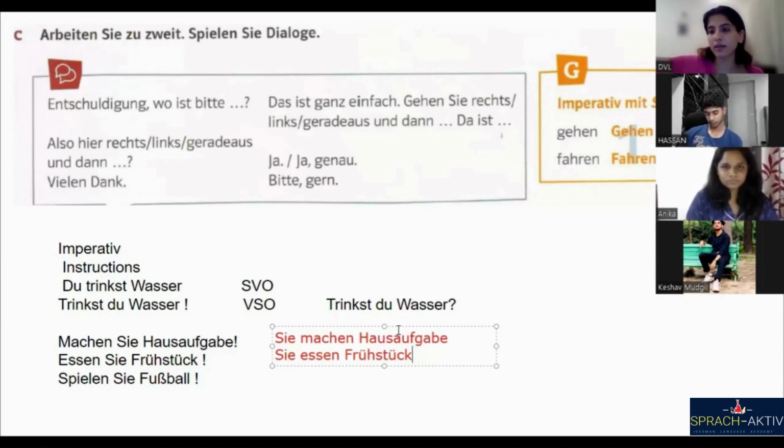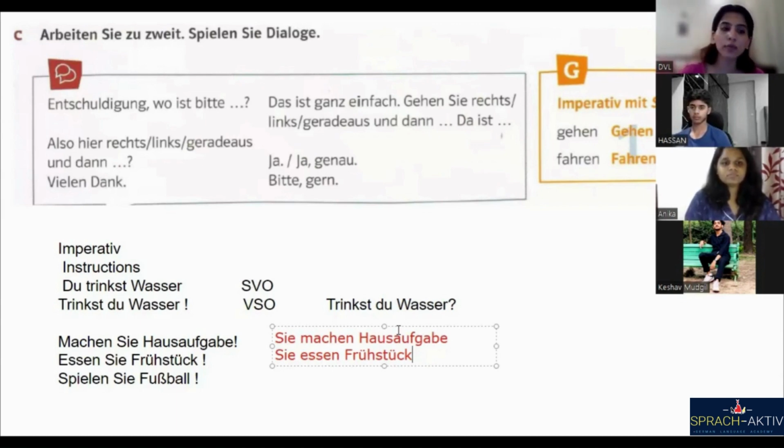But I cannot give an instruction ki wo ladka khana khaye. That's not making sense, na? Wo ladki pani piye. Ya wo ladka so jaye. It's not making sense. Er, sie mein to ho hi nahi sakta. It has to be in a direct dialogue. Direct dialogue kis mein hota hai? Du mein, Sie mein aur ihr mein. This detail we'll go in, we don't need it in A1, we need it in A2.